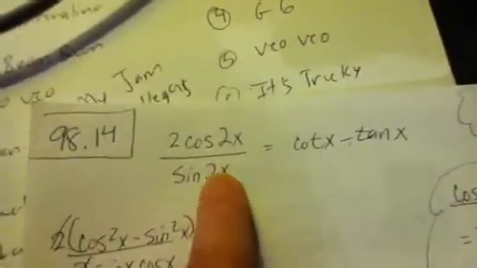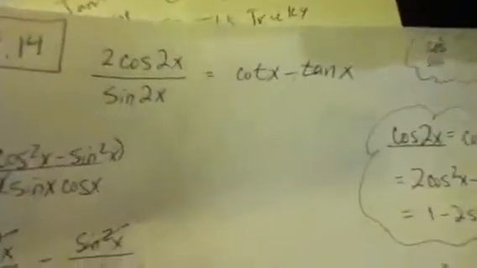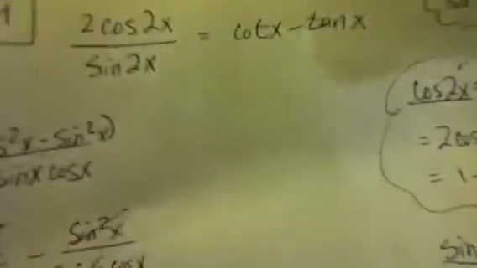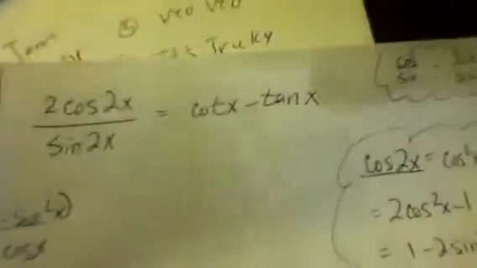This is lesson 98, number 14. It's one of those show problems, so it wants me to show that the left-hand side is equal to the right-hand side of this equation. So I don't have my formula sheet, so I looked in the back of my book and got these formulas right here.